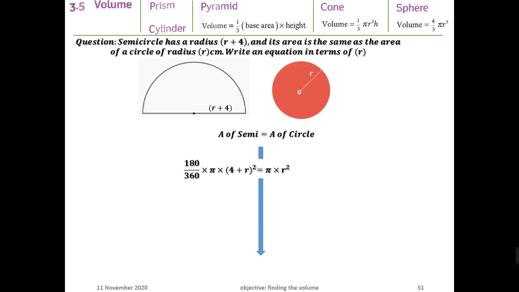And the radius of the semicircle is given to me as an expression, r plus 4 or 4 plus r, to the power of 2. Perfect. Which is equal to pi r squared, as the radius of the circle is given to me as r. Now, there is an equation here, as you can see, with one unknown, which is r. So we need to figure out how we're going to bring r to one side of the equation.